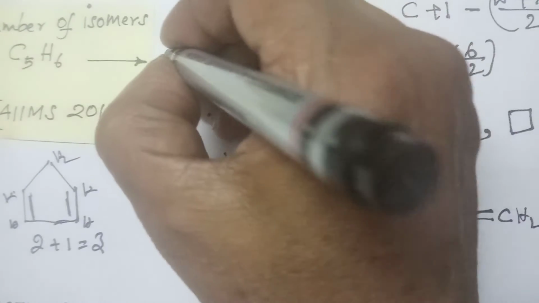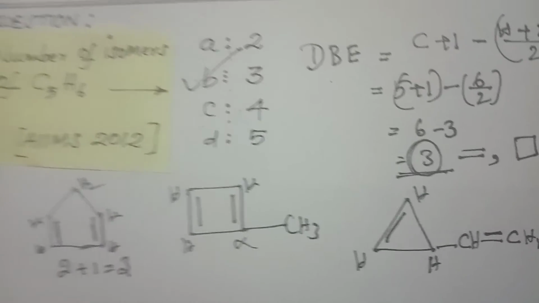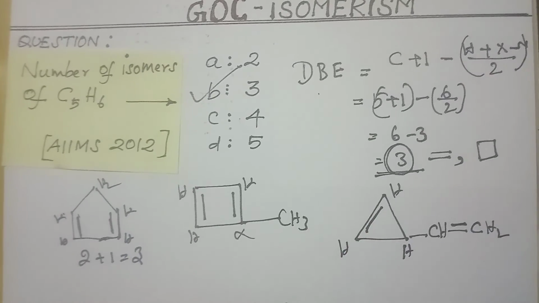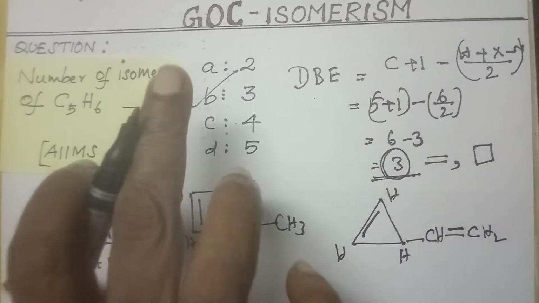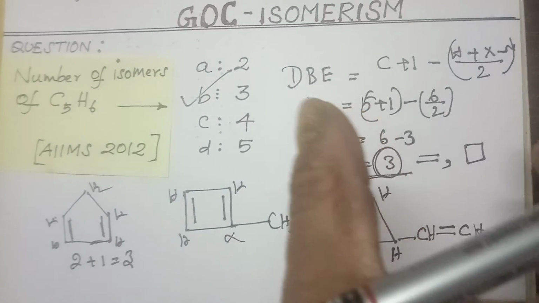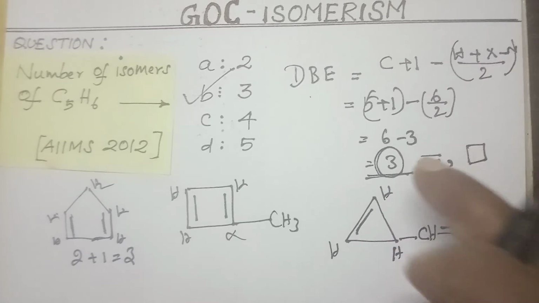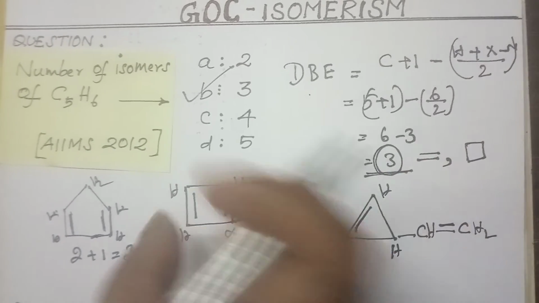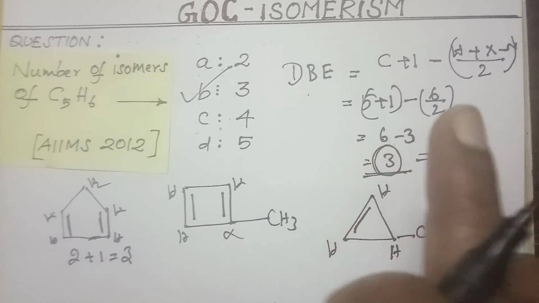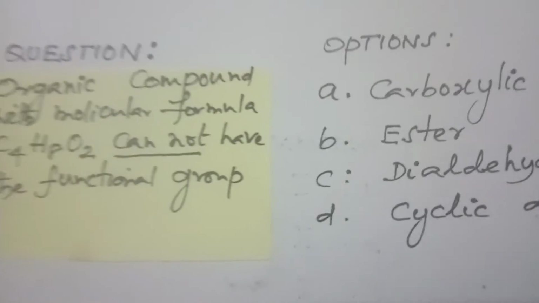So my option is B. The question is a very standard question. You see, it is a NEET question from 2012, so we can expect this type of question this year. The question is simple: number of isomers possible. You find out the double bond equivalence with this formula, and the equivalence is 3. So you design the structure by keeping the degree of unsaturation 3. That is enough. Now let us go to the next question.